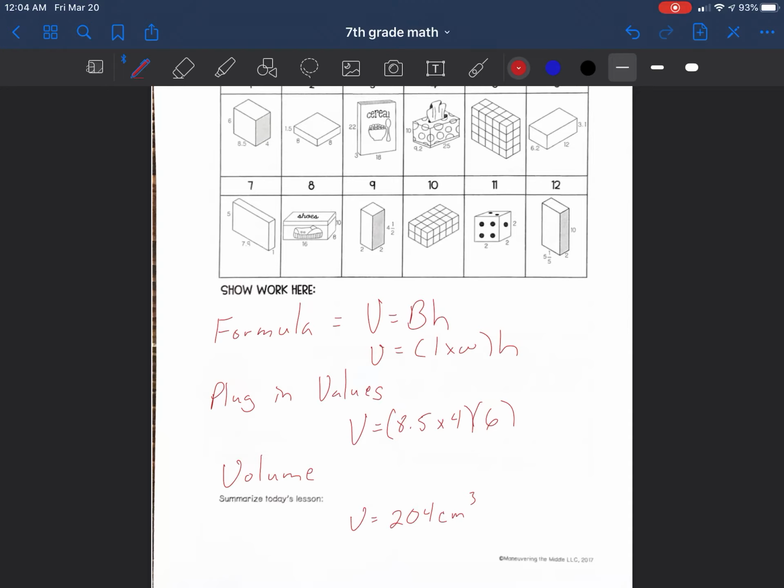You'll have to do this for each one of those problems. Take your time with your multiplication. Make sure you show your work and submit it into Google Classroom.